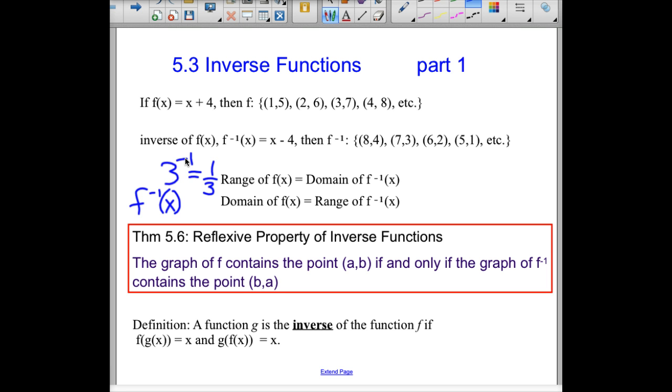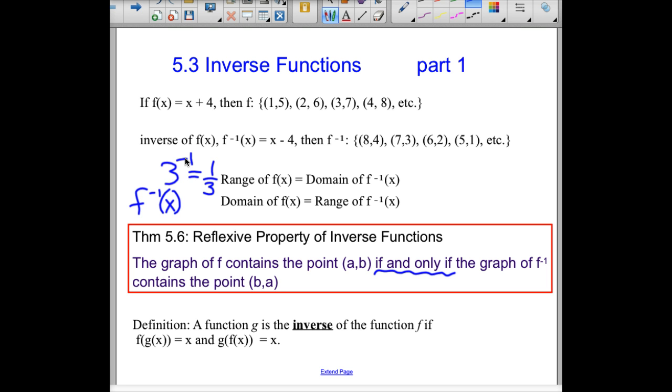So theorem 5.6 is the reflexive property of inverse functions. All it means is that if you have an ordered pair (a, b) in one function, then in the inverse function it will be (b, a). Do you remember what if and only if means from geometry? If the graph of f contains the point (a, b), then the graph of the inverse contains the point (b, a), and backwards it's true also. If the graph of the inverse contains the point (b, a), then the graph of f contains the point (a, b). So if and only if means you can read it both ways and it has to be true.